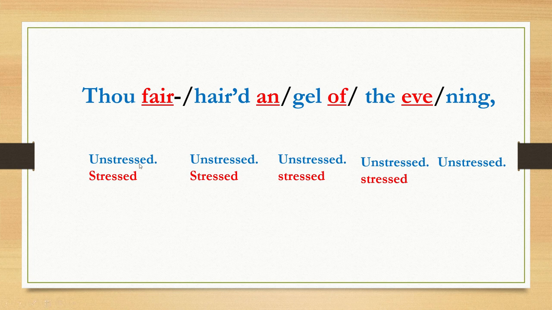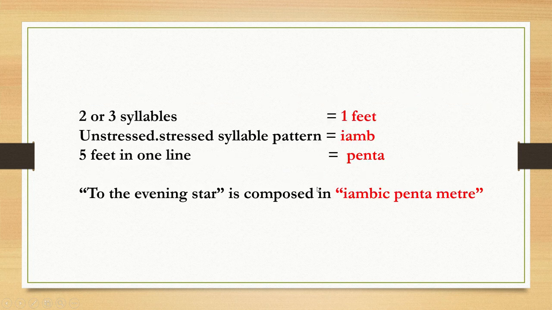So unstressed stress pattern is there. Unstressed stress, unstressed stressed. Okay. Now let's go to the formula. In a line there might be two or three syllable feet. Two or three syllables equal to 1 feet. Today we are going to talk about only two syllable feet. Unstressed stress syllable pattern equals to iamb.